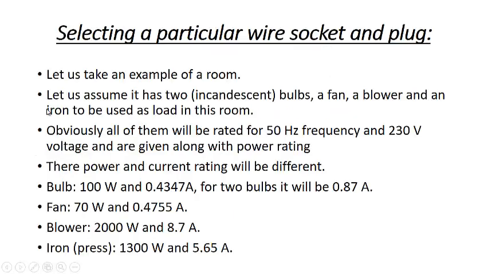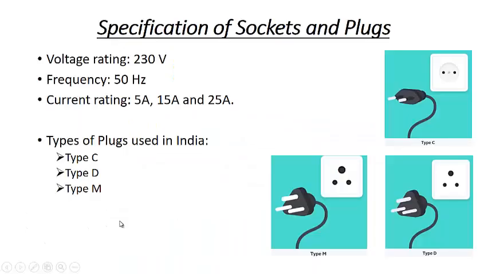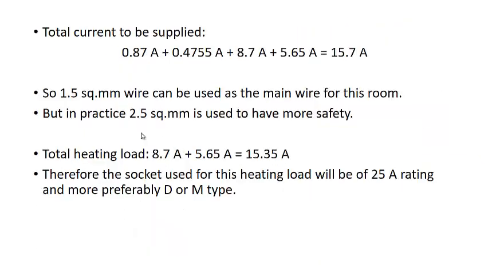So from this table, the 15.7 ampere would have suited 1.0 square mm, but it is not good to use this, because its current rating is only 15 amperes. I use here 1.5 square mm because its current rating is 18 amperes. So that means I have to use the main wire for my room as 1.5 square mm, and it will suffice for my room.